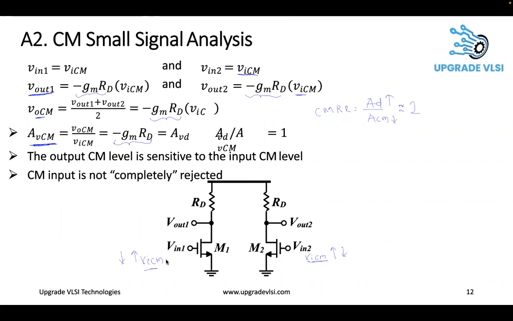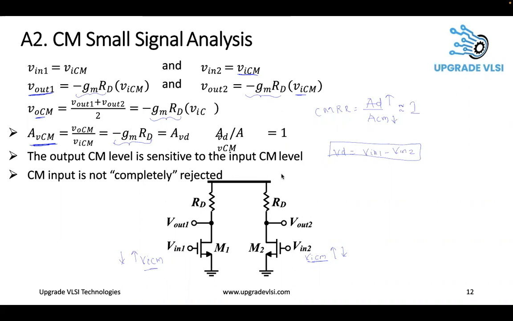This is because our information is in the differential signal, that is the difference V in 1 minus V in 2. So this is where our information is present. But common mode is just a DC biasing. So if the common mode is changing, then even in this case, the V out is changing. So this is the problem with this circuit. If the DC bias is increasing, V out should not change. It should not get amplified.